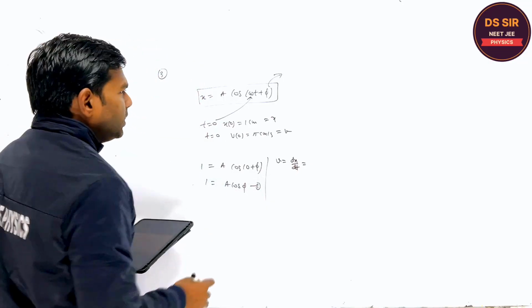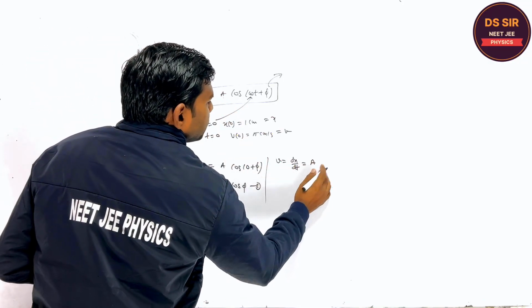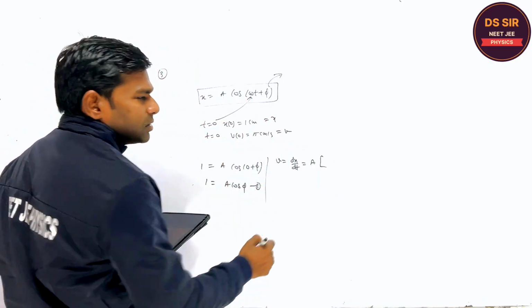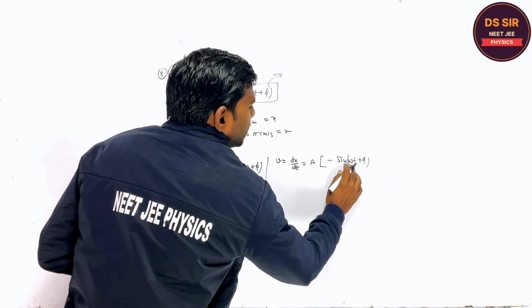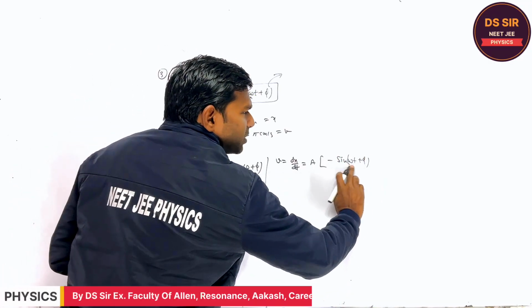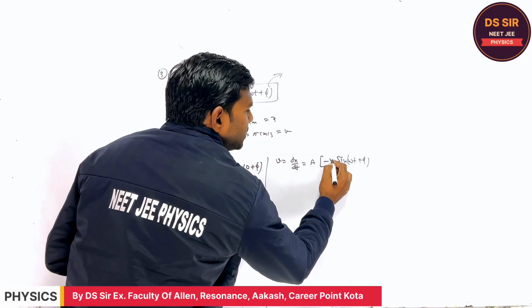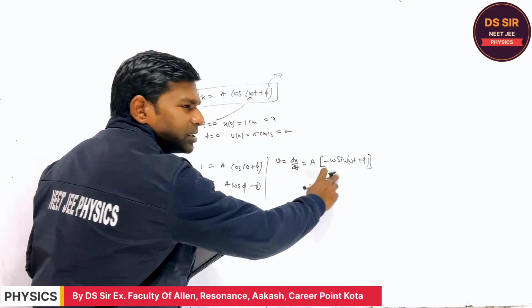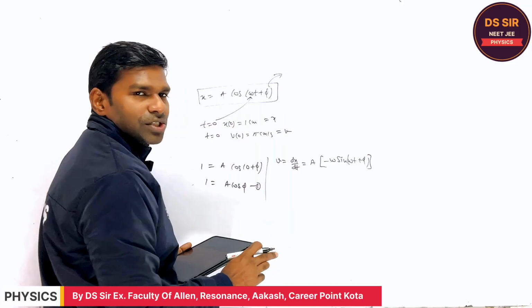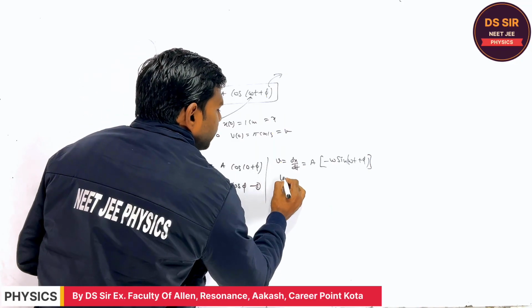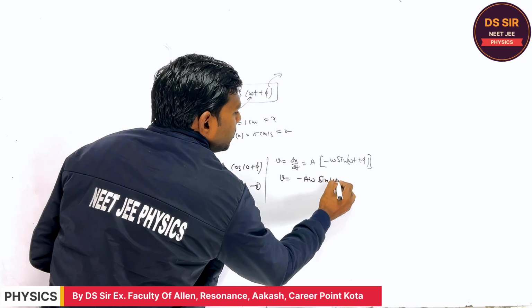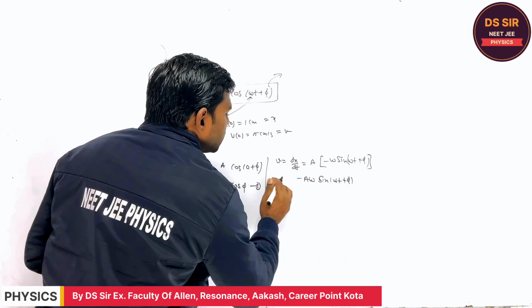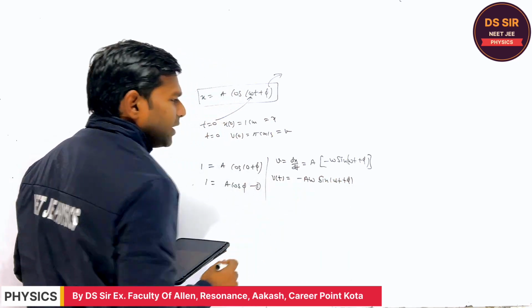Say dx upon dt. If you differentiate this a, what is the differentiation of cos? Say minus sine (omega t plus phi), right? Into again differentiate inside. I think you understand this, right? If you don't understand, I can explain how this differentiation comes. So this is the velocity, minus a omega sine (omega t plus phi), which we have found as a function of time t.